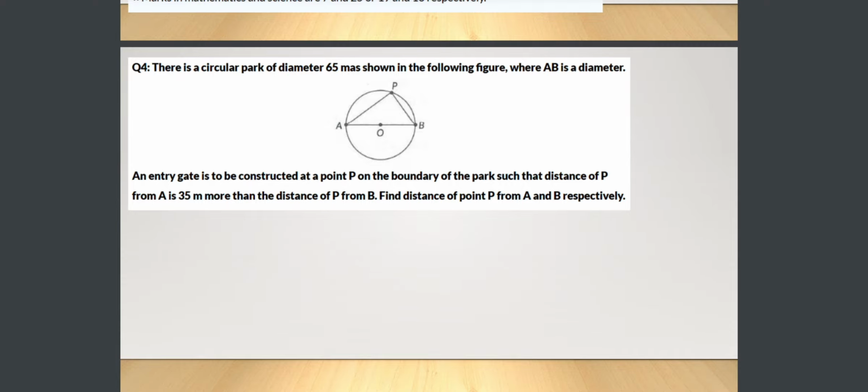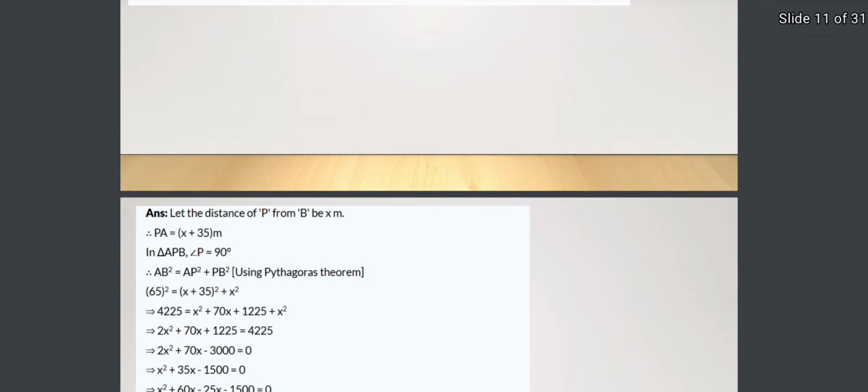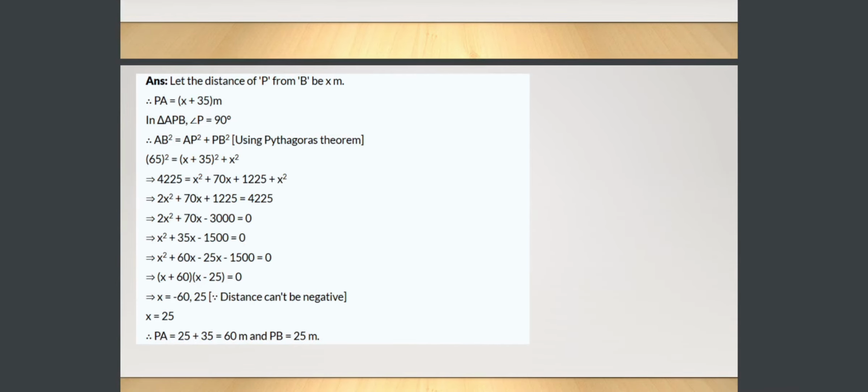Now you can substitute the value of PB or you can substitute the value of PA from equation 1. So that is what I am saying. PA equals to x plus 35, or you can write PA equals to PB plus 35, right?